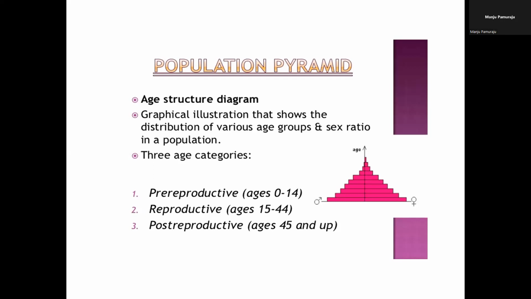Remaining characteristics are also there: the age pyramid and population growth. These topics and the survivorship curves are also important. In the next class we will discuss these topics.